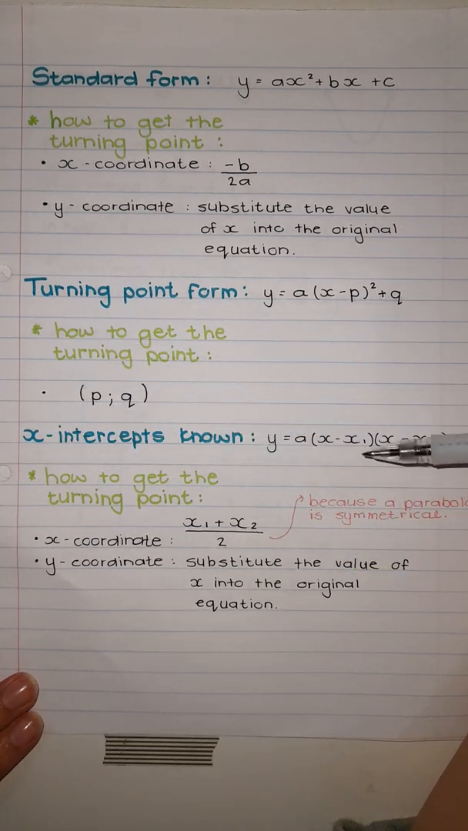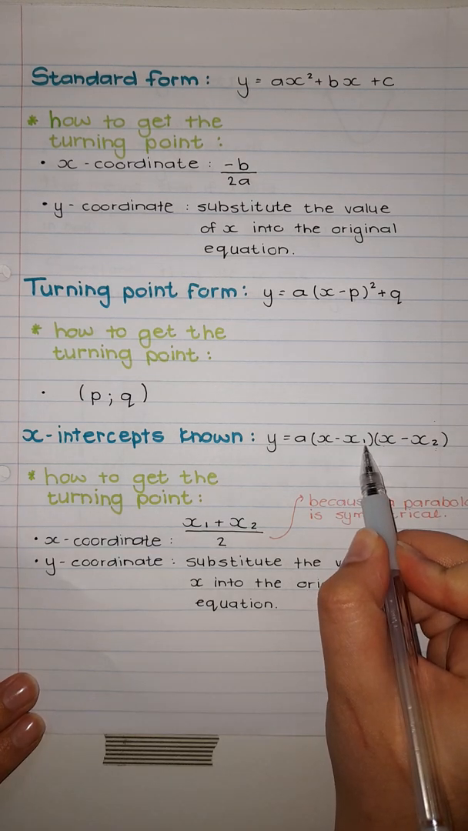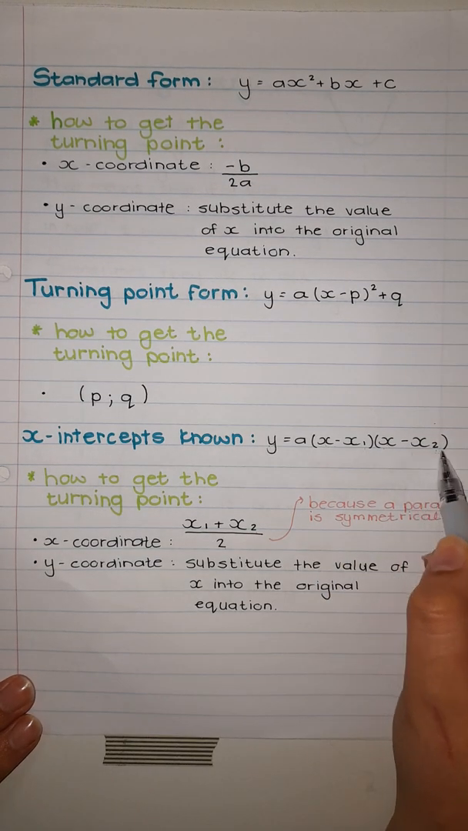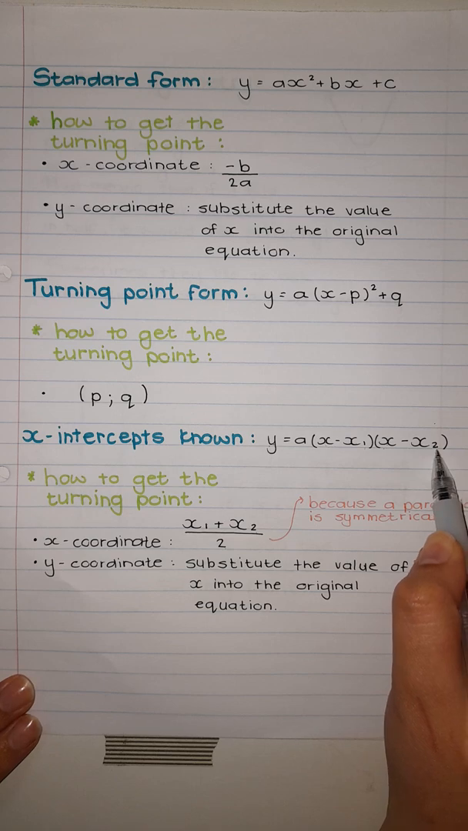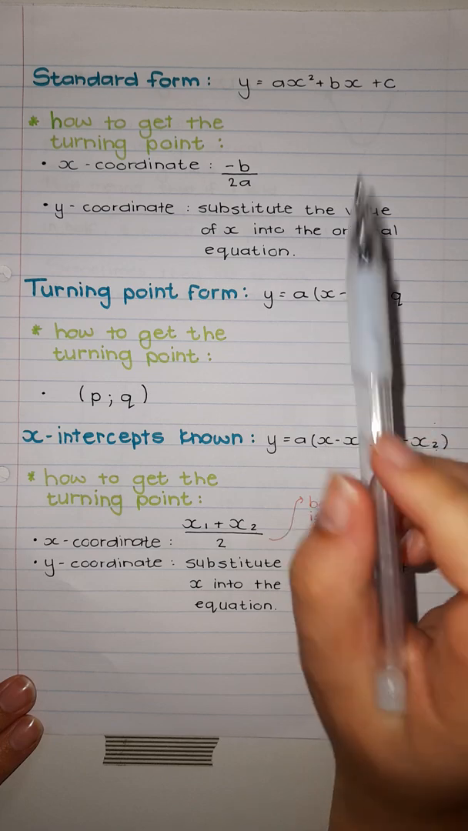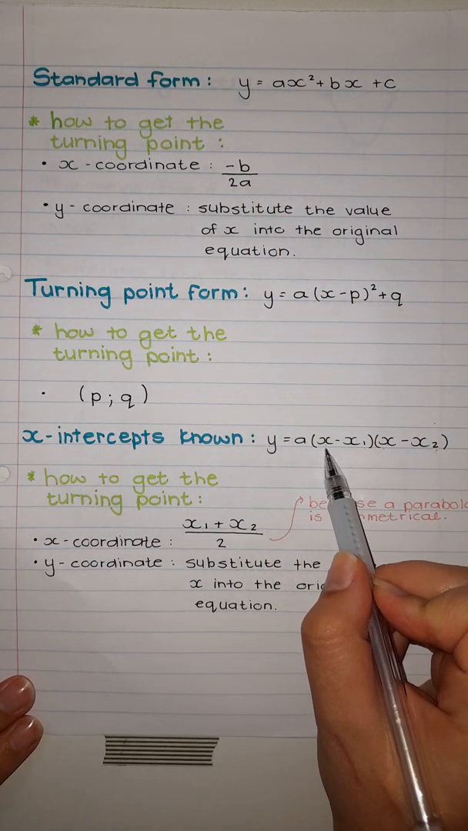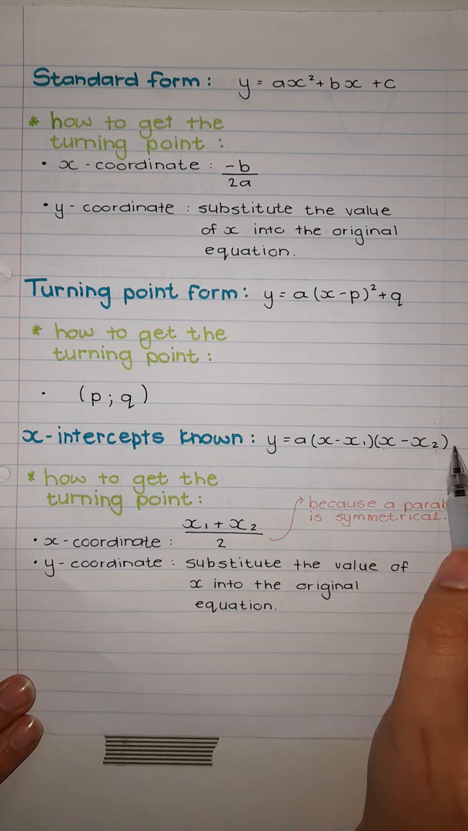Then my x-intercepts. If I get it in this formula way, I know that my x1 is my first x-intercept and my x2 is my second x-intercept. Now this x that we find here is just our normal x that we find everywhere, so please don't get confused. I know it's a lot of x's in one formula, but bear with me.